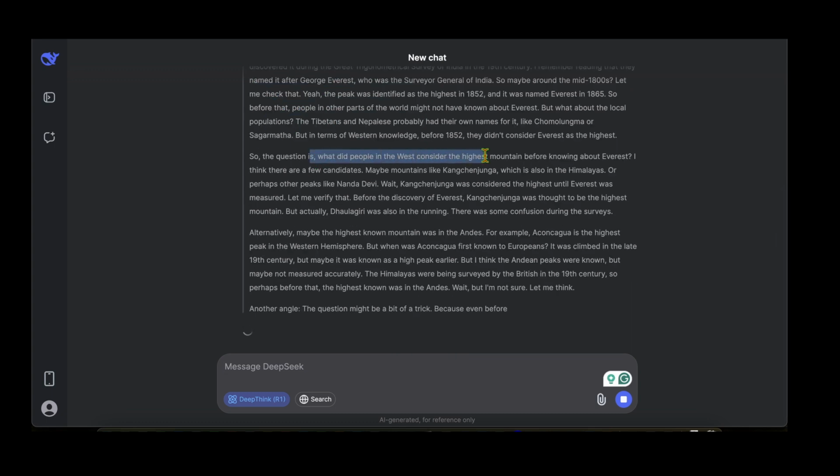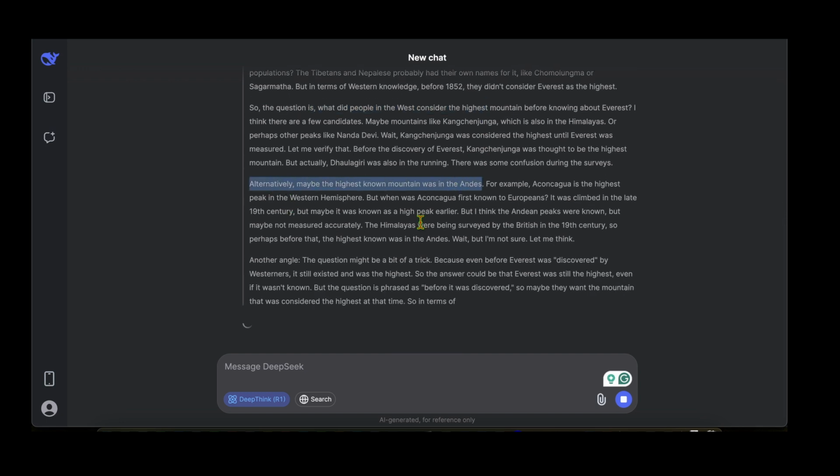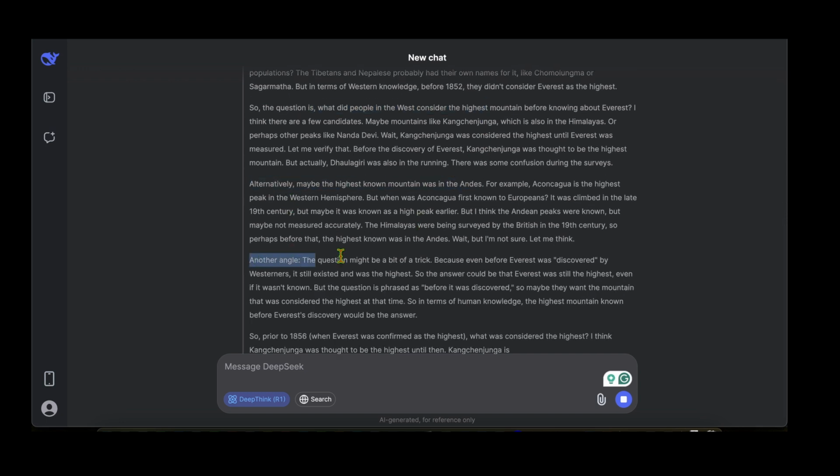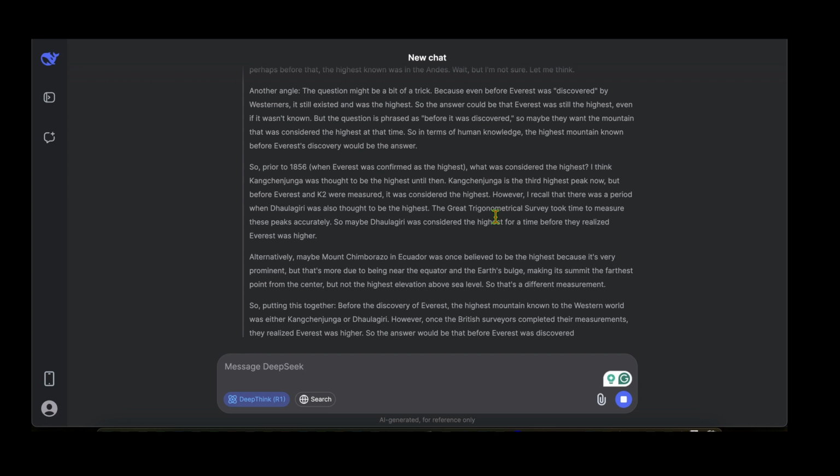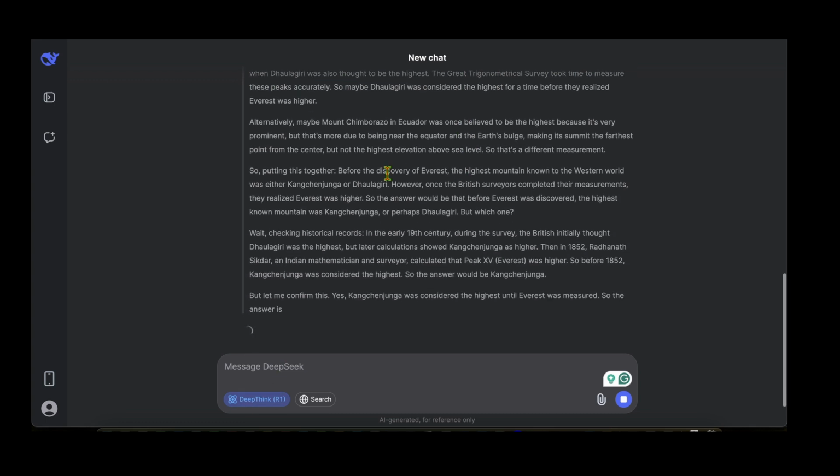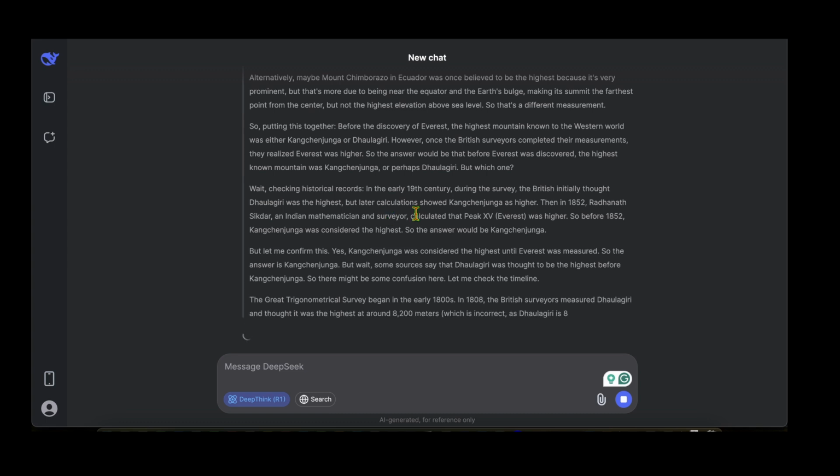And so the question is, again, it goes "alternatively." That's the start of "alternatively." Then that's the start of another angle. It's more like lateral thinking. So the moment Deep Think is enabled, it thinks in all directions before it actually comes up with an answer. Anyway, it got that right.